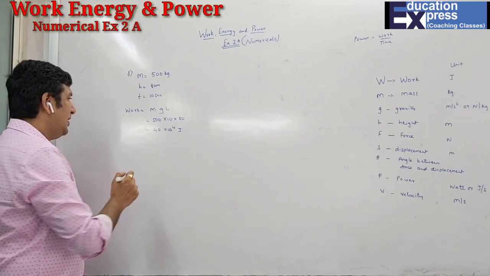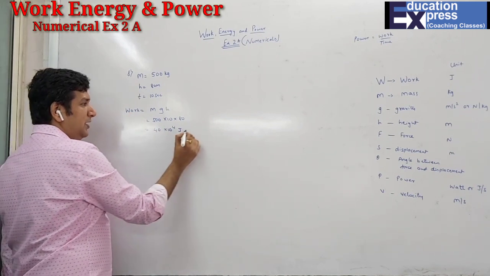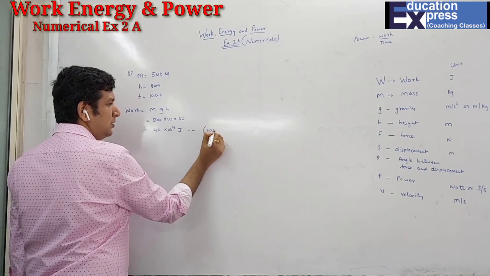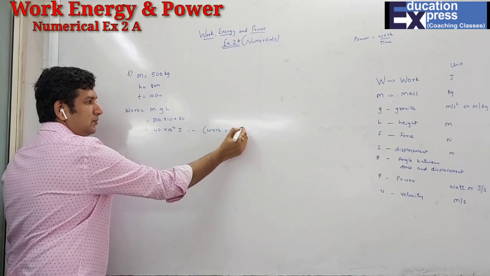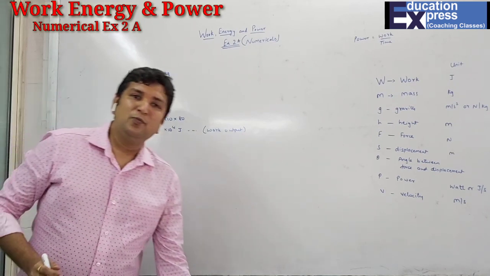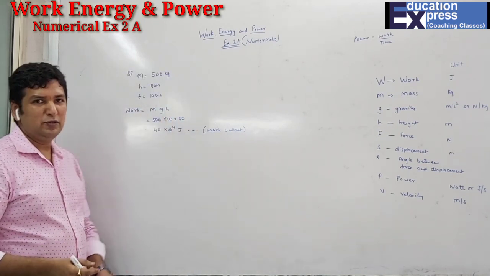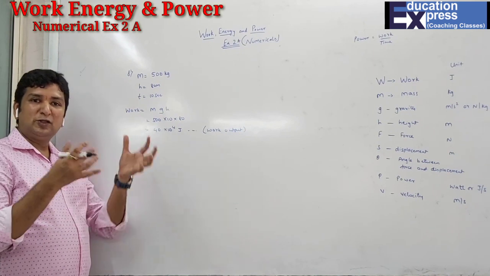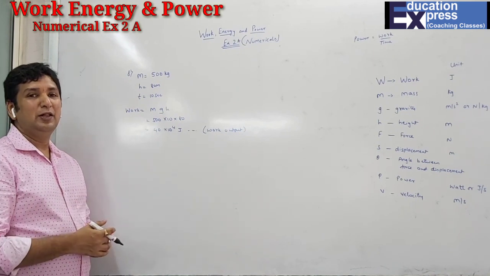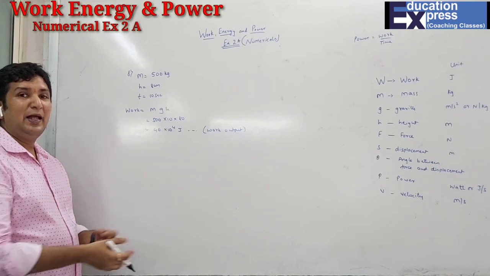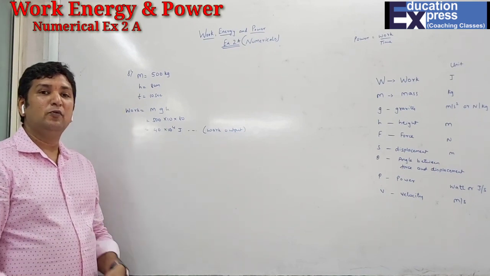Now students, remember, whenever you are calculating the work done, it is normally treated as work output. There are two: work output and work input. What is work output and what is work input? Work output is the actual work done, and work input is the effort you have put in doing the work. The final work done is said to be work output.